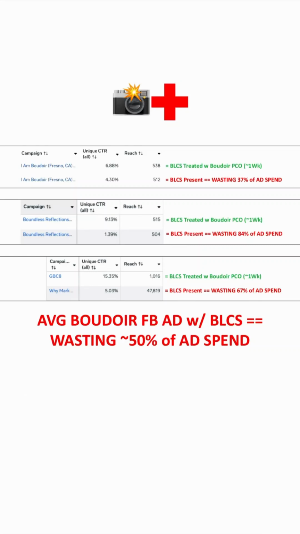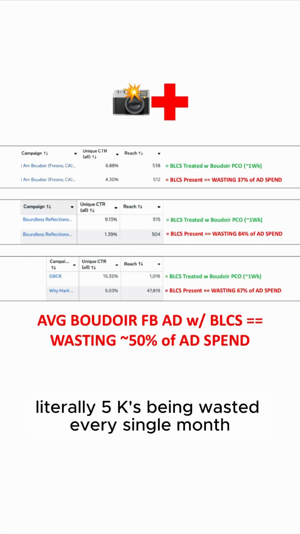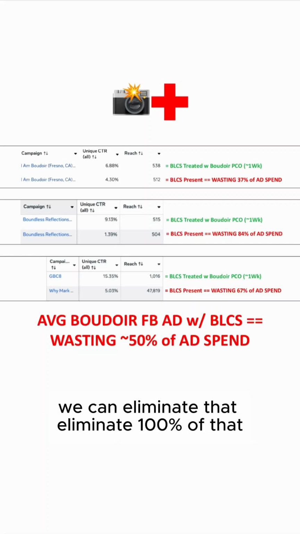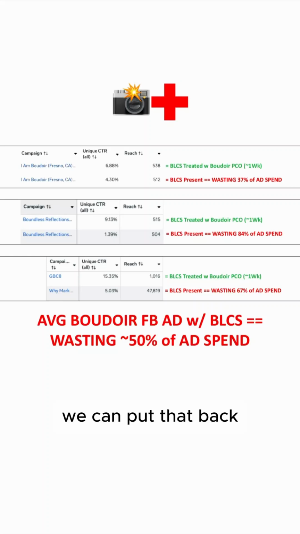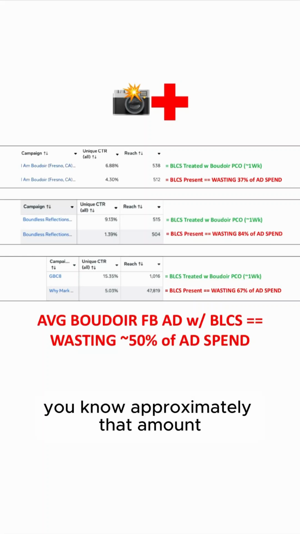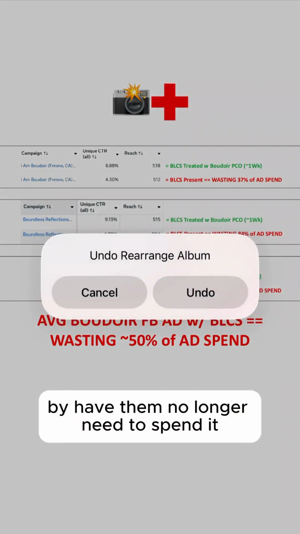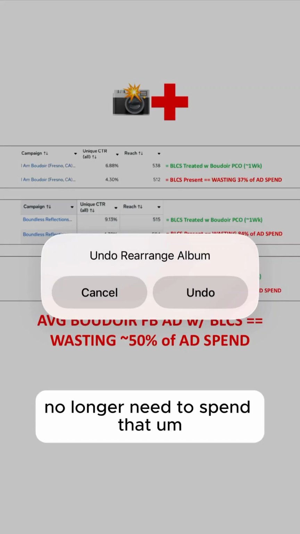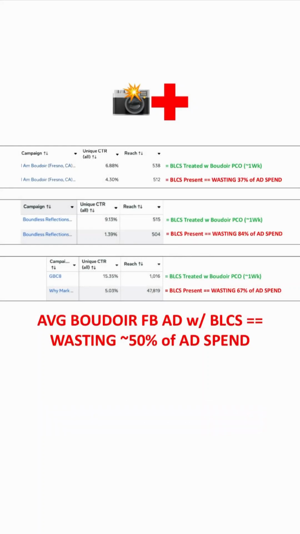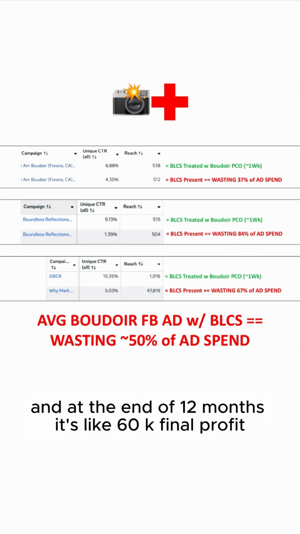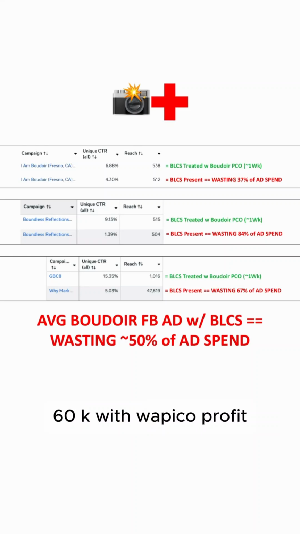then they are literally, 5K is being wasted every single month. We can eliminate that, eliminate 100% of that. So approximately 5K is being wasted every month. We can put approximately that amount back in the Boudoir photographer's pocket by having them no longer need to spend it. So it'd be, again, a phantom profit, like a Boudoir Pico profit. And at the end of 12 months, it's like 60K phantom profit, 60K Boudoir Pico profit.